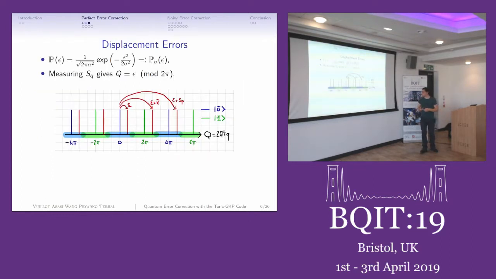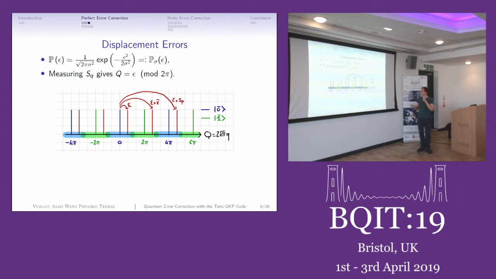Okay. So now we're going to consider that on this oscillator some errors are happening. I'm going to consider a simple type of error, which is a small displacement. So I'm going to consider that, with a Gaussian amplitude probability, a small displacement epsilon happens on my oscillator. And then the question is how does this GKP code deal with this?